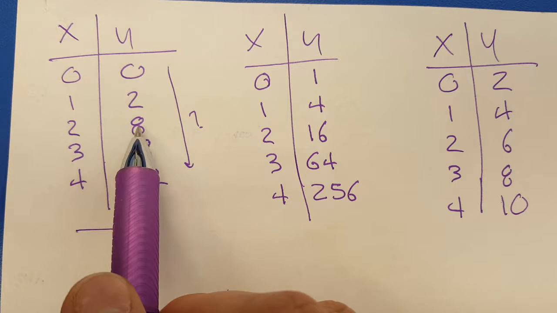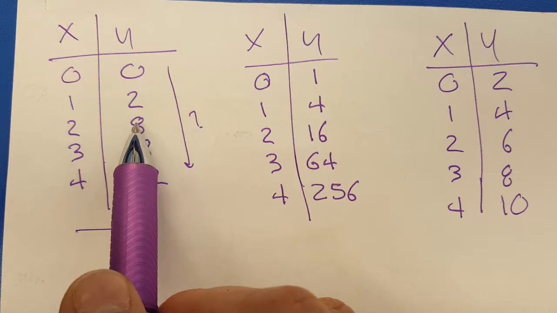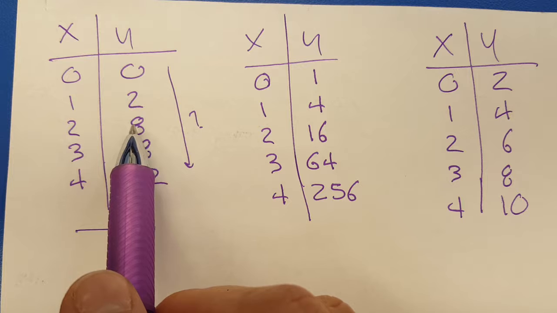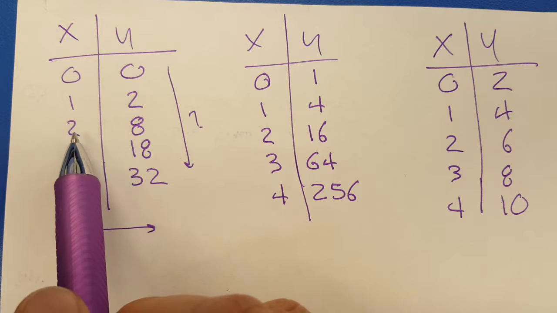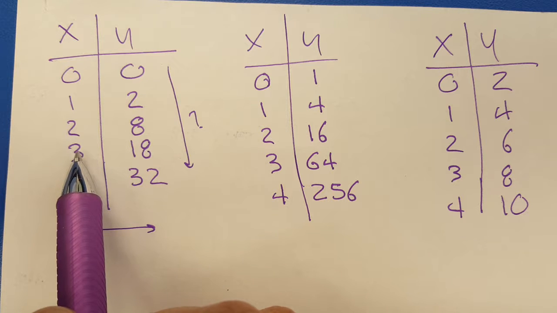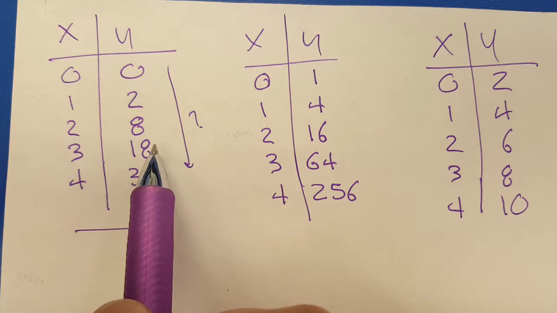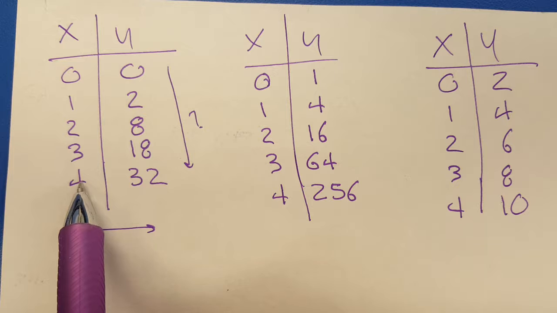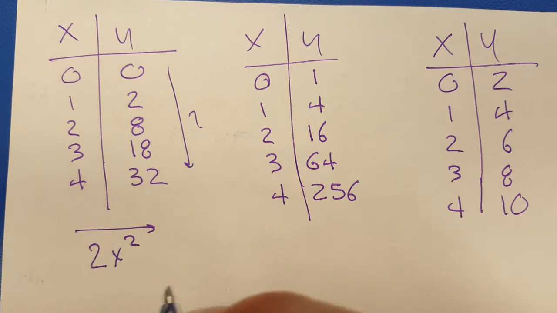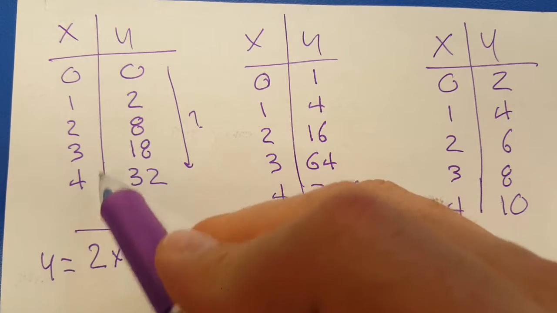How do we go from 2 to 8? Well, I could take it times 4, I could square it and get 4, then double it. Maybe I could do that. There we go. Square it, 4, double it, 8. Square it, 9, double it, 18. Square it, 16. Oh, there we go. So square it and double it. So there's my pattern right there. I'm going to square these numbers and then double it.